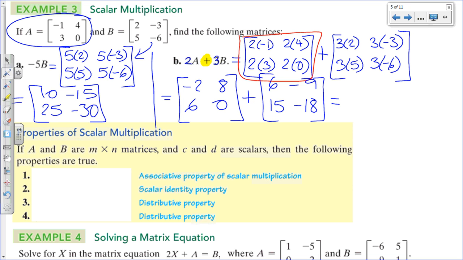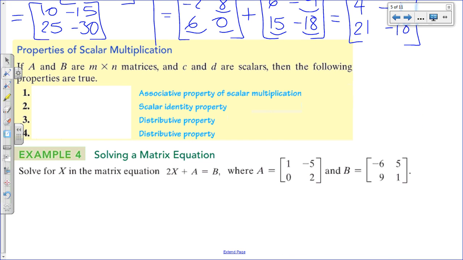And that will be negative 2 plus 6, that will be 4. Then 8 minus 9, that is negative 1. 6 plus 15 is 21. And 0 plus negative 18 is negative 18. And so we're done with that scalar multiplication and addition. So let's go ahead and go over some of the properties of scalar multiplication.